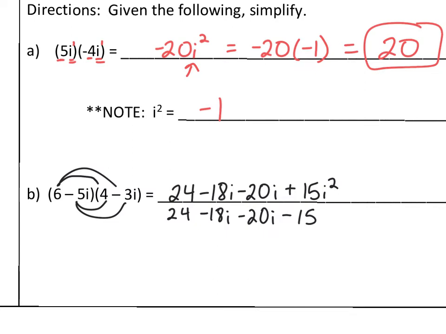Now I can combine like terms. So my first set of like terms. What'd you say? Okay, what is negative 18 minus 20i? Positive 2i. Oh, wait. Just kidding. Negative 38i. Good. And then what's 24 minus 15?